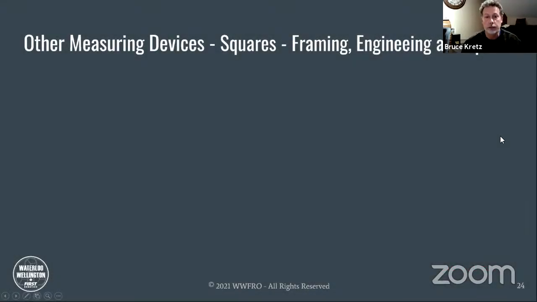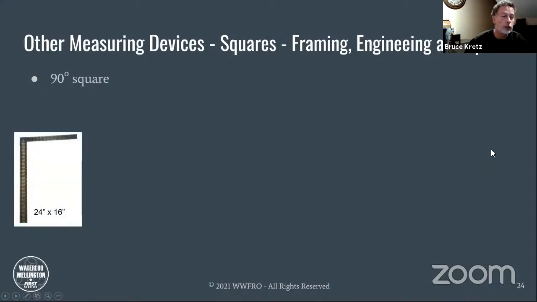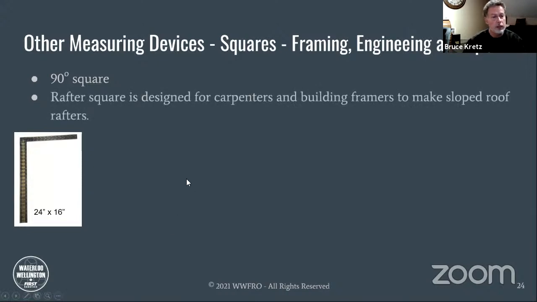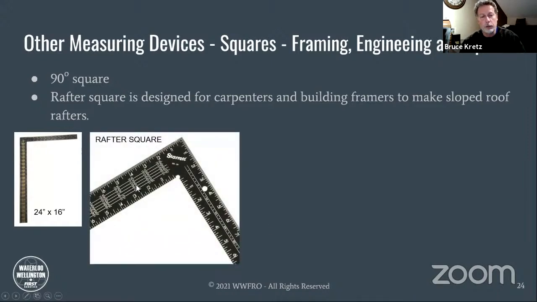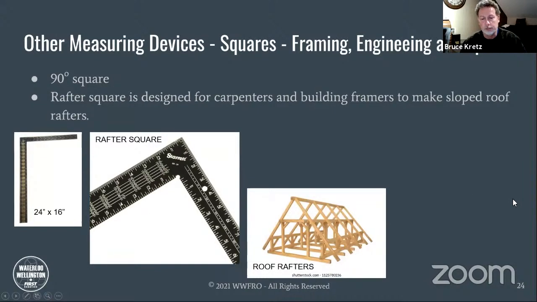Let's talk about squares, framing, engineering, and speed squares. Basically, we're talking about 90-degree squares, and they look like this. This particular one is 24 inches by 16 inches, and it's a framing square used by framers and builders. It's called a rafter square, and it's designed for carpenters and builders to make sloped roof rafters. It's a common use for it. And they use these ratios here and the numbers along here to make rafters. Probably won't be making robots out of wood, but it's a good thing to know.